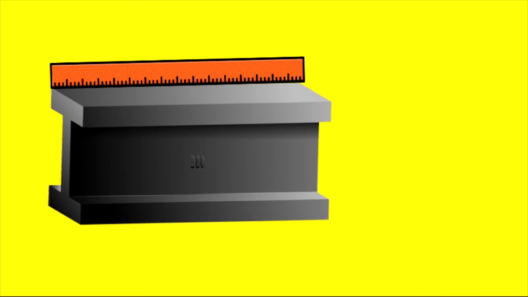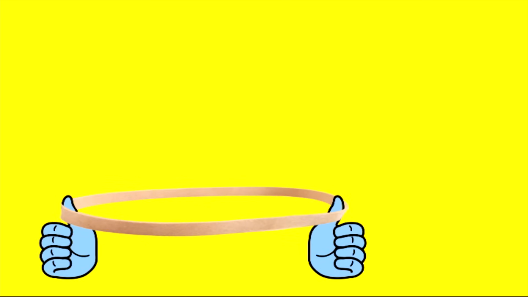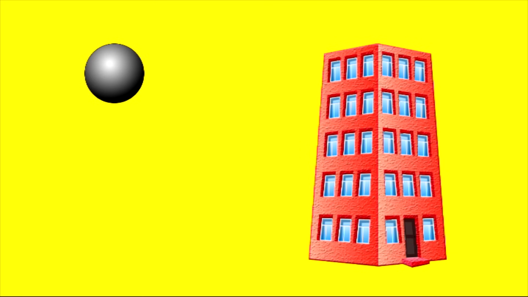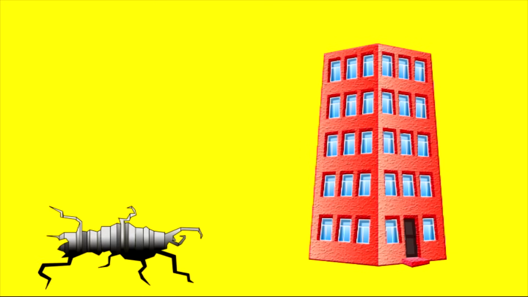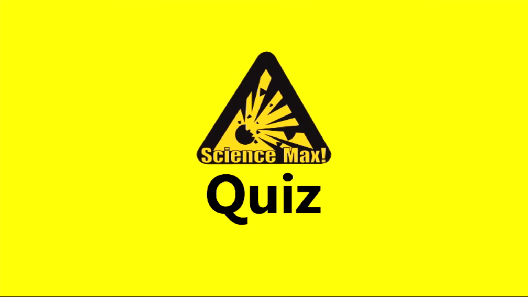Good. Now, a steel bar and an elastic band both have elasticity. A steel bar can be stretched to 1% of its length and still spring back. A rubber band can be stretched 300% or more. The difference between the two is why we make balls out of rubber and buildings out of steel, because the other way around wouldn't be good for balls or buildings. This has been a Science Max quiz.